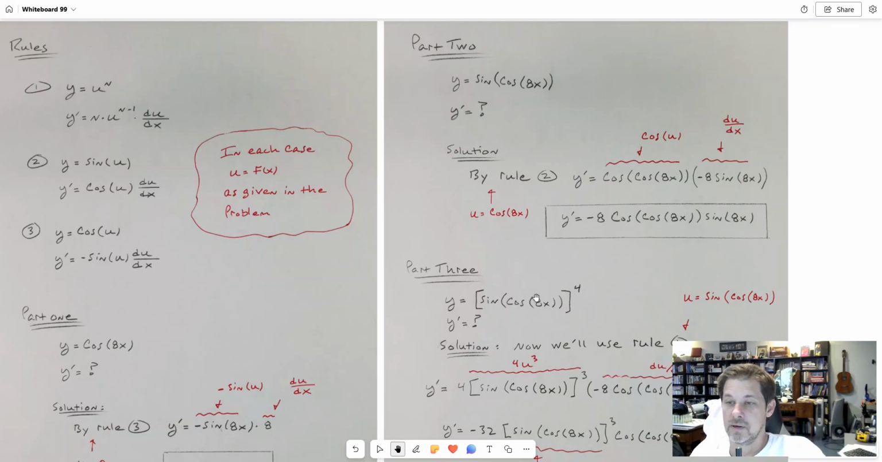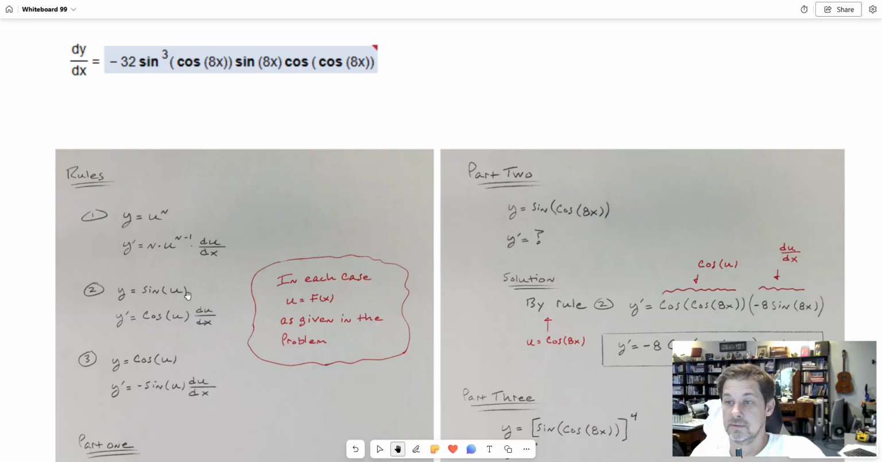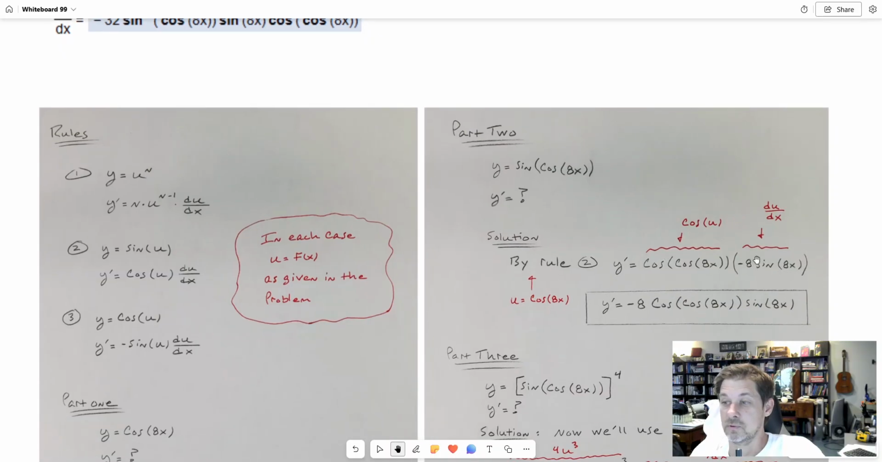Okay. Part 3 is the example given here. Sine to the fourth power, or you could say sine of cosine 8x to the fourth power. Now, I think it's important you see how the functions are nested. It's important you see what the u is. Like here, you must see that we have sine of u, and that u is cosine 8x, and we use the rule accordingly. Cosine u du over dx.